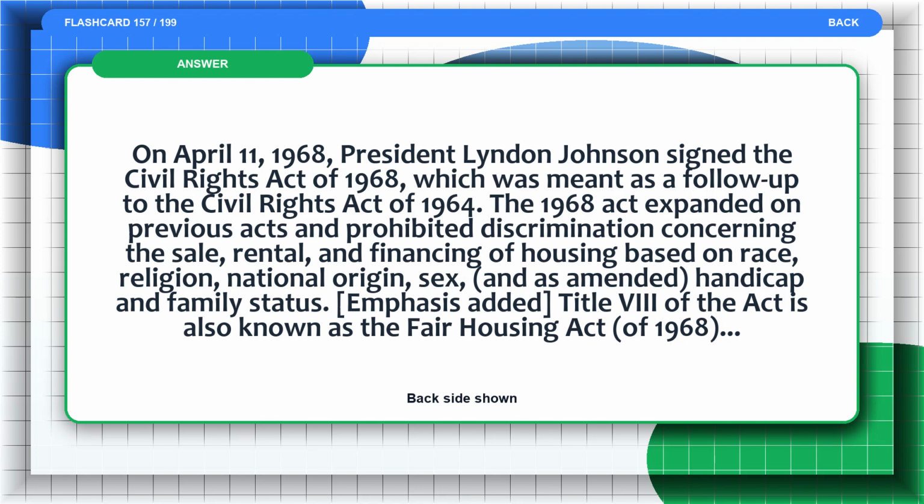The answer is, on April 11, 1968, President Lyndon Johnson signed the Civil Rights Act of 1968, which was meant as a follow-up to the Civil Rights Act of 1964. The 1968 Act expanded on previous acts and prohibited discrimination concerning the sale, rental, and financing of housing based on race, religion, national origin, sex, and as amended handicap and family status. Emphasis added. Title VIII of the Act is also known as the Fair Housing Act of 1968.